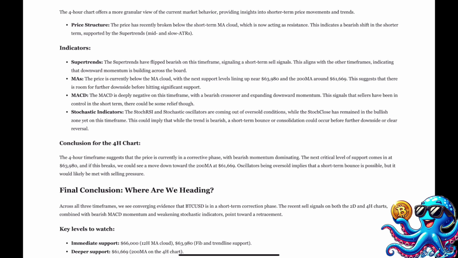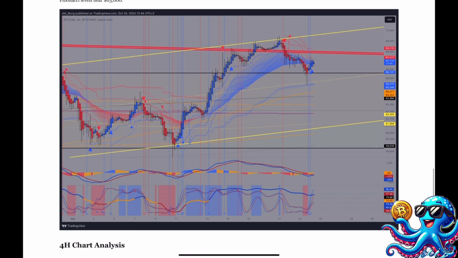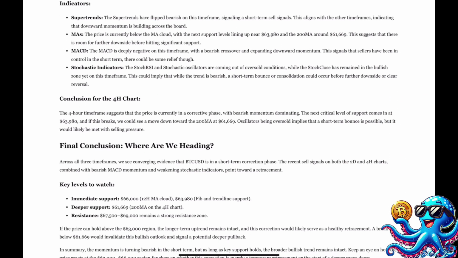MACD. The MACD is deeply negative on this timeframe, with a bearish crossover and expanding downward momentum. This signals that sellers have been in control in the short term. There could be some relief though. Stochastic indicators. The Stoch RSI and stochastic oscillators are coming out of oversold conditions, while the Stoch close has remained in the bullish zone on this timeframe. This could imply that while the trend is bearish, a short-term bounce or consolidation could occur before further downside or clear reversal.